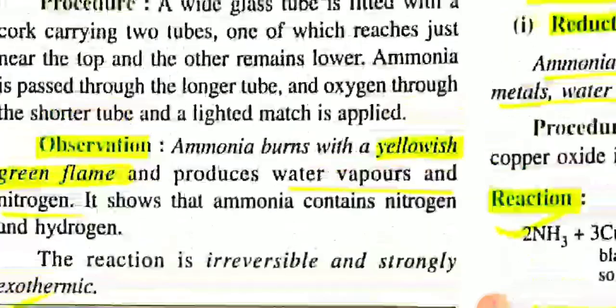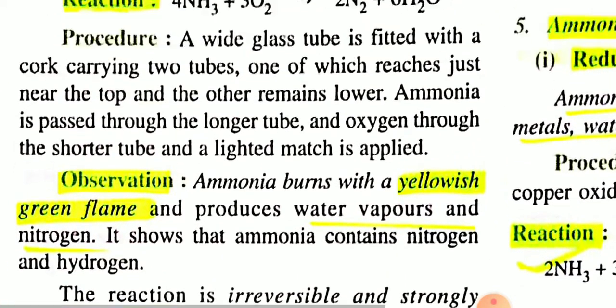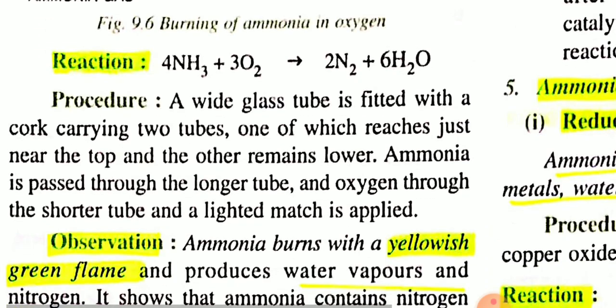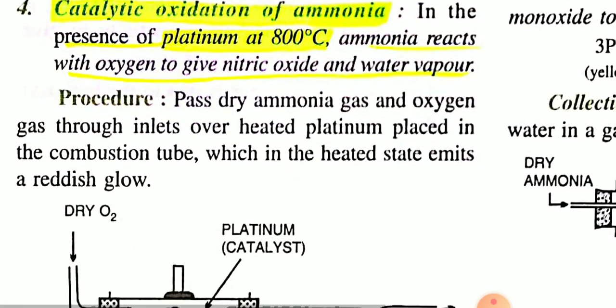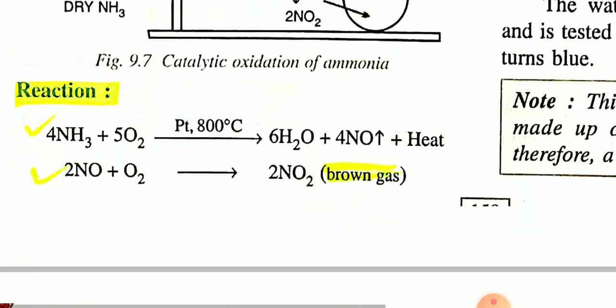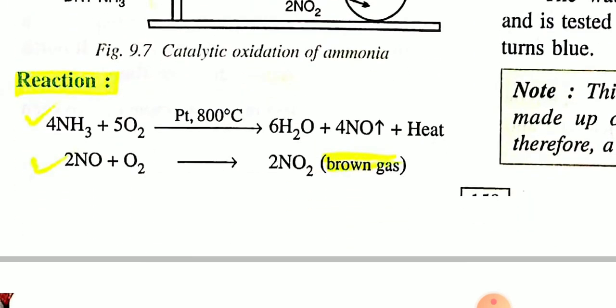In the previous reaction, that is the reaction of ammonia with oxygen, the products are nitrogen and water vapor. Here no catalyst is used and ammonia burns with a yellowish green flame. But in catalytic oxidation of ammonia, the catalyst used is platinum and the products are nitric oxide and water vapor. So the reaction is 4NH3 plus 5O2, and above the arrow you have to write platinum, which is the catalyst, and 800 degrees Celsius.